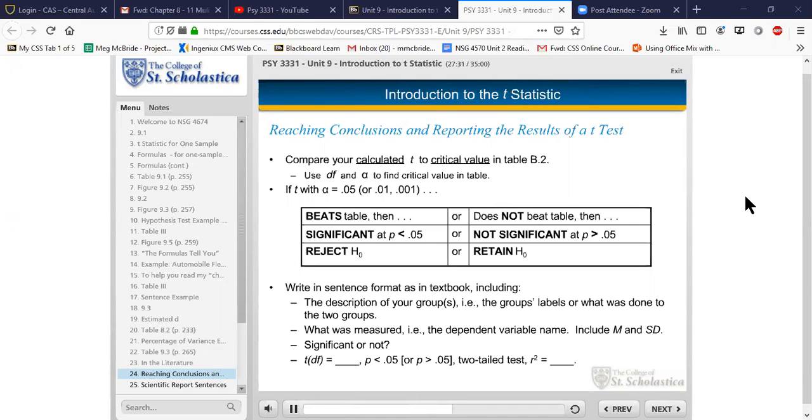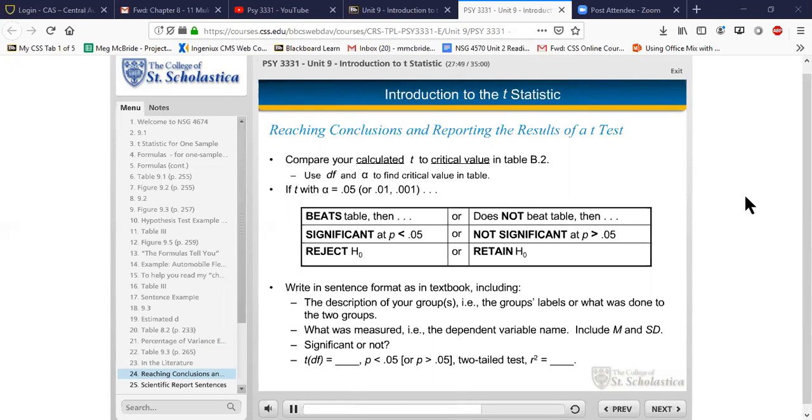The last section of the slide lists the components of sentences for reporting the results of t-tests. As we'll see on the next slide, there are a number of ways of combining these components into one or more sentences for reporting your findings. The important thing is to include all the components in some way.